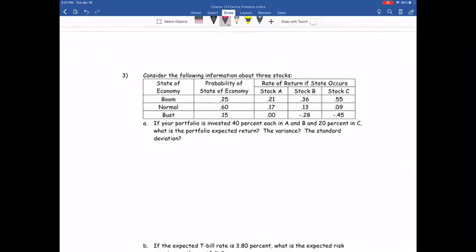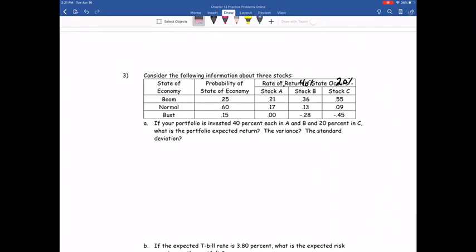Okay, so in this third problem, once again, we have a portfolio consisting of 3 different stocks. The difference with this problem in comparison to the last is that now we have 3 different states of the economy. So in this problem, we have invested 40% in stock A and 40% in stock B, and then we have a 20% investment or portfolio weight in stock C.